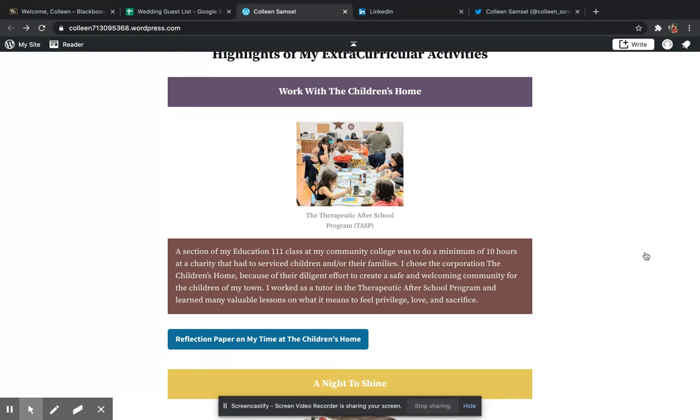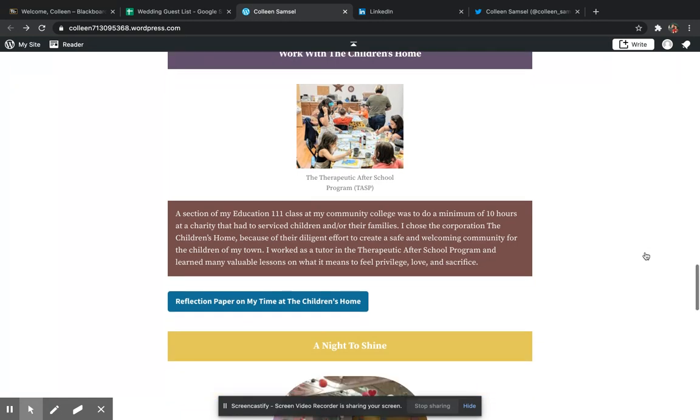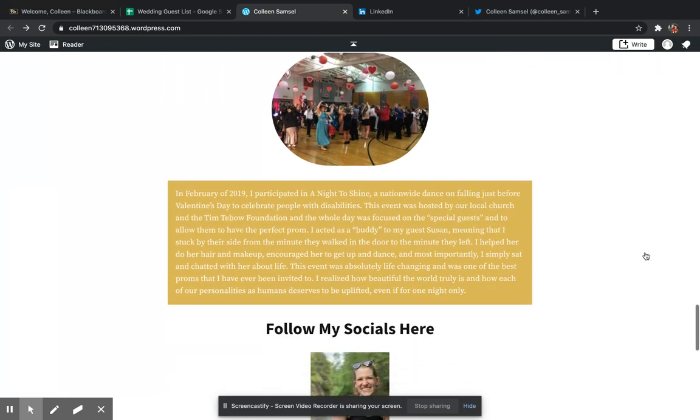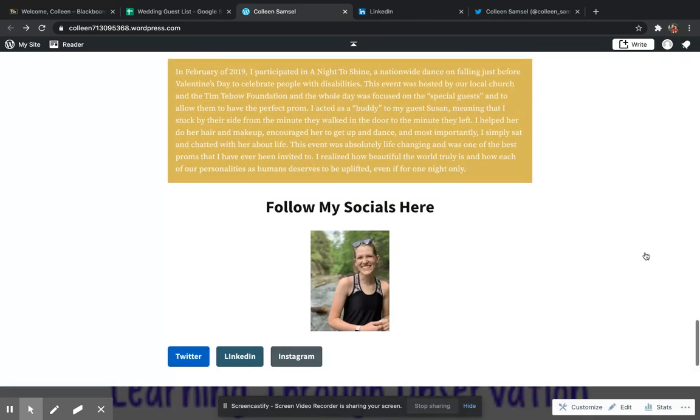I worked with the children's home last semester, and that was really rewarding. I got to work with their after school program as a tutor, and it was really, really neat. And then also A Night to Shine, which is a dance for people who have disabilities. It's like their own prom, and I was a buddy for that. So I danced with someone the whole night, helped them get ready, all that fun stuff, and it was really, really cool. And then to my socials.